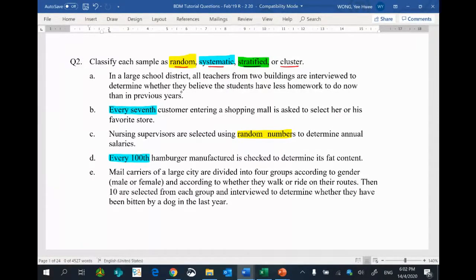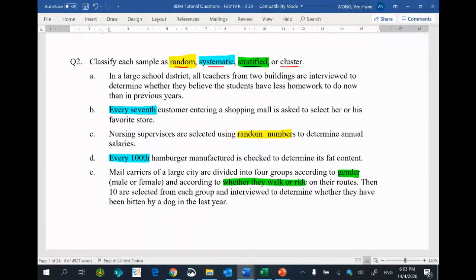Mail carriers of a large city are divided into 4 groups. What is the 4 grouping? The grouping is by gender and according to whether they walk or ride. So this is the characteristic of the grouping. So this is called stratified sampling technique.